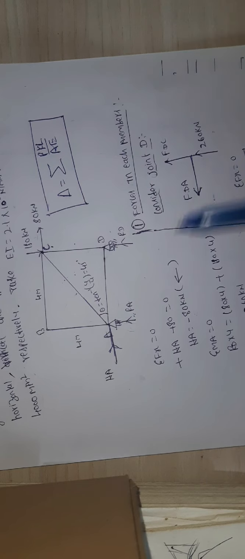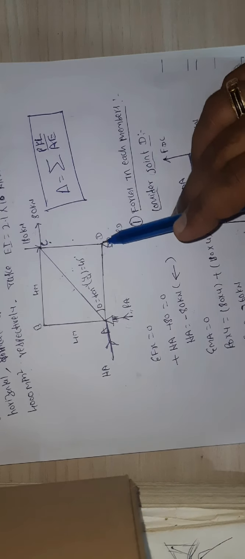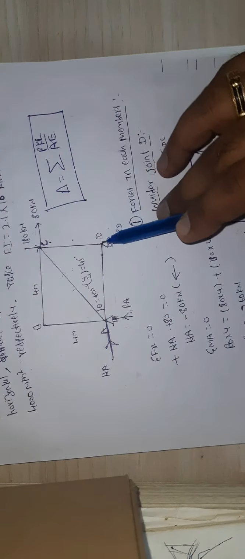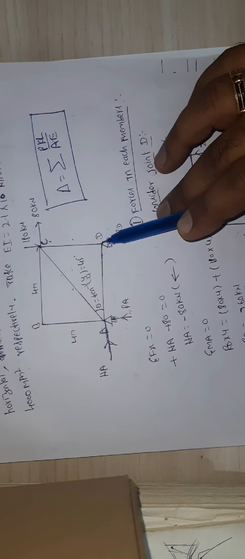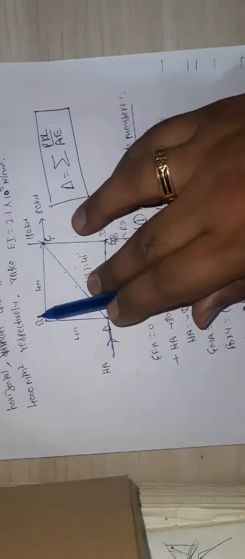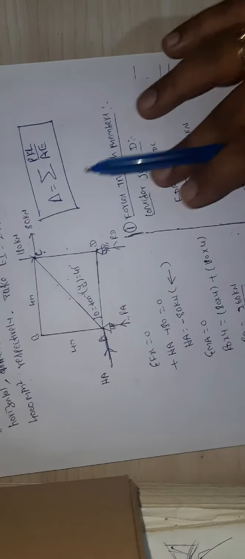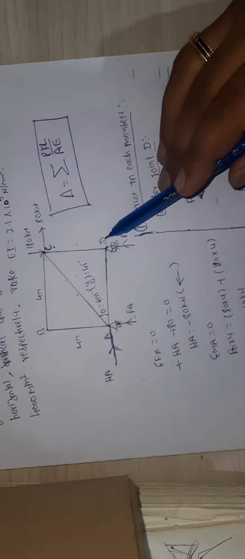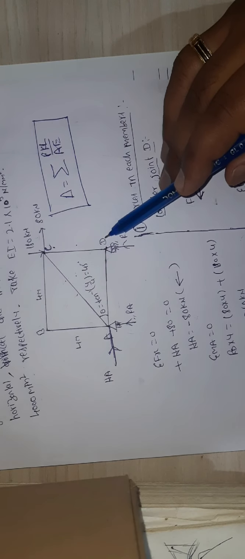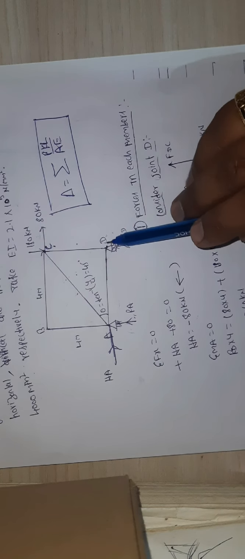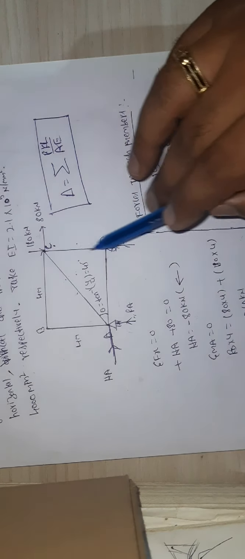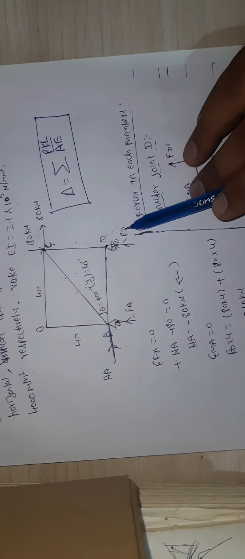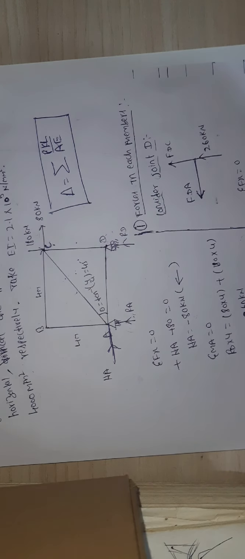For this, I need to select a joint, any joint, in such a way that it should not contain more than two unknowns. I can select this, this, this, or this. So I selected the joint D, so it has only two unknowns. What are they? F of DA and F of DC are unknowns. Already I calculated RD, which is 260.